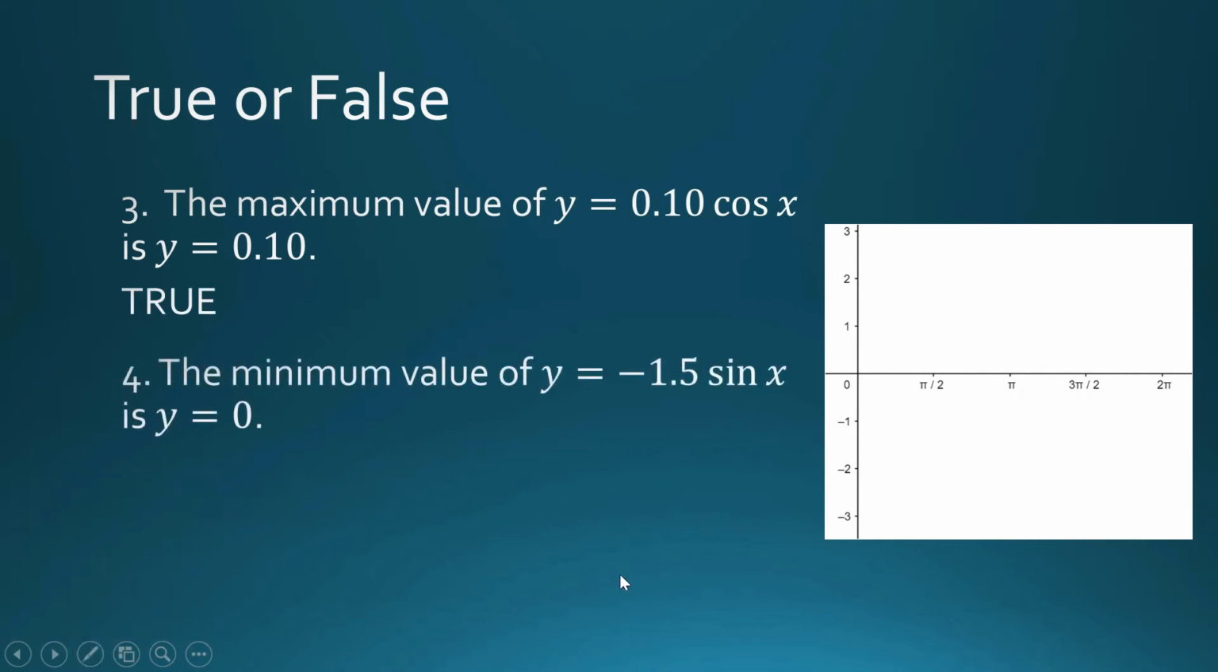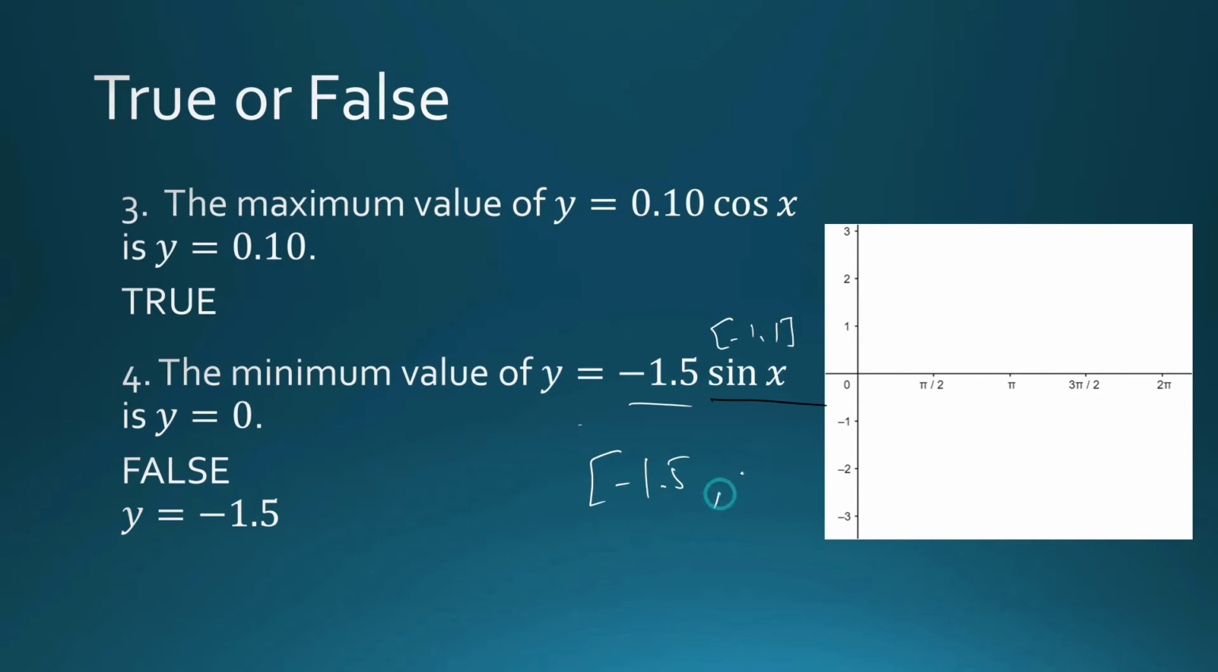Number 4, the minimum value of y is equal to negative 1.5 times sine of x is 0. No, this one is false. The range of sine of x is from negative 1 to 1. So when you multiply that by negative 1.5, you will have a new range. It's going to be from negative 1.5 to positive 1.5. And so the minimum value is negative 1.5.